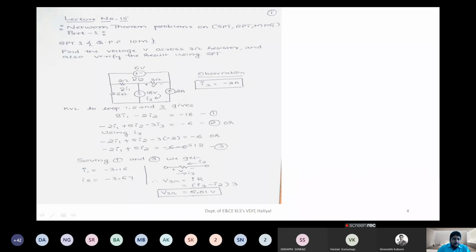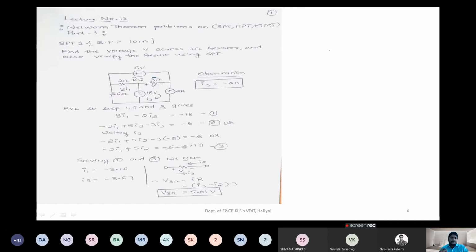So the first problem is: find the voltage V across the 3 ohm resistor. Here we have this 3 ohm resistor, and also verify the result using superposition theorem. If the question is framed like this, you have to find the voltage across the 3 ohm resistor by using conventional methods, either KCL, KVL, or source transformation, whichever you feel convenient. First you have to do that. Then they are asking to verify the result using superposition theorem.